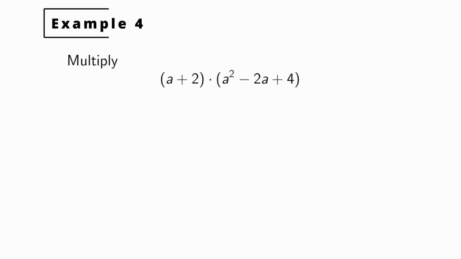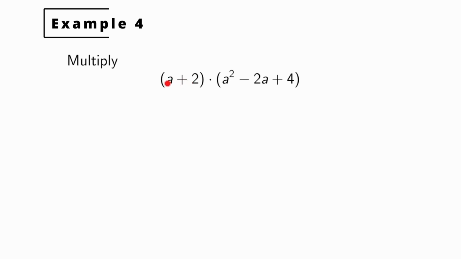Now, unlike the previous examples where I multiplied two binomials together, we have a binomial times a trinomial now, trinomial being a 3-term polynomial. The FOIL method doesn't quite work, but the idea behind it is the same. Each term in the first must be multiplied by each term in the second.